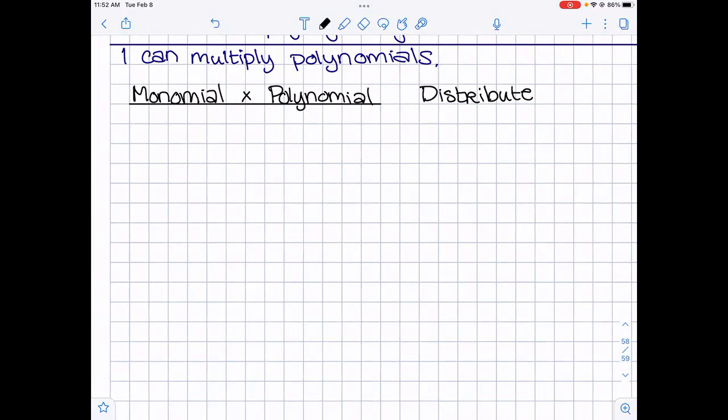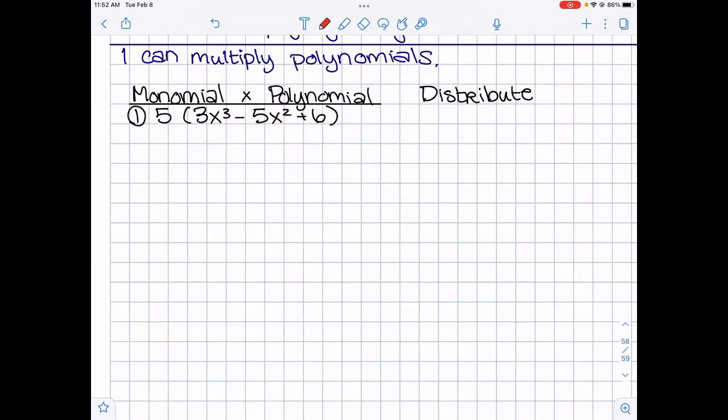Okay, so first one. 5 times 3x cubed minus 5x squared plus 6. Okay, this is just the distributive property. We've done this multiple times up until now, right?